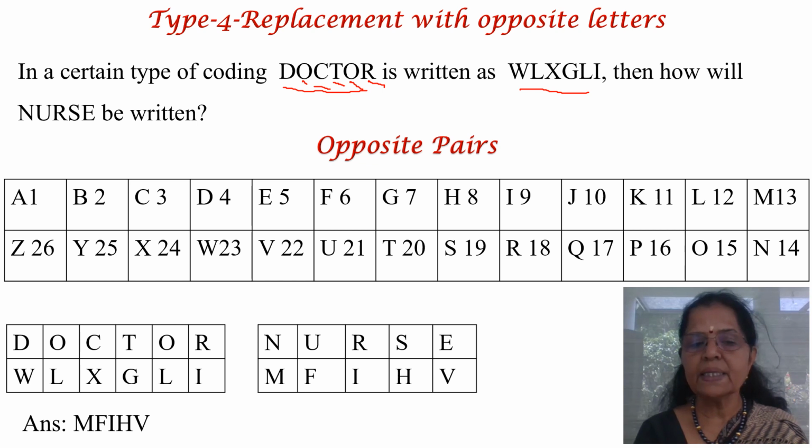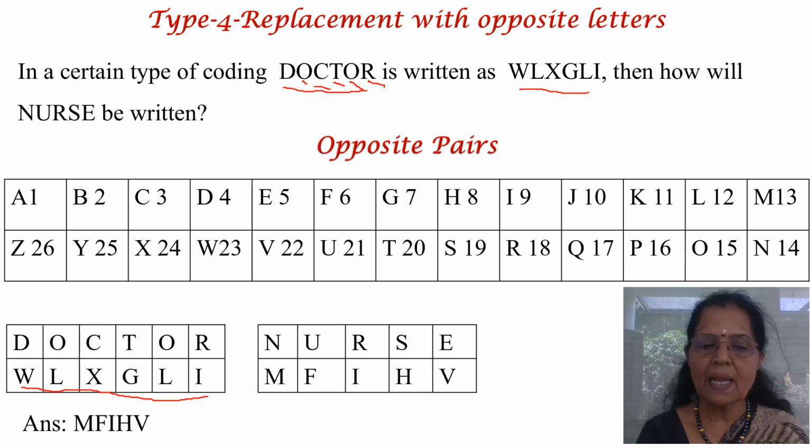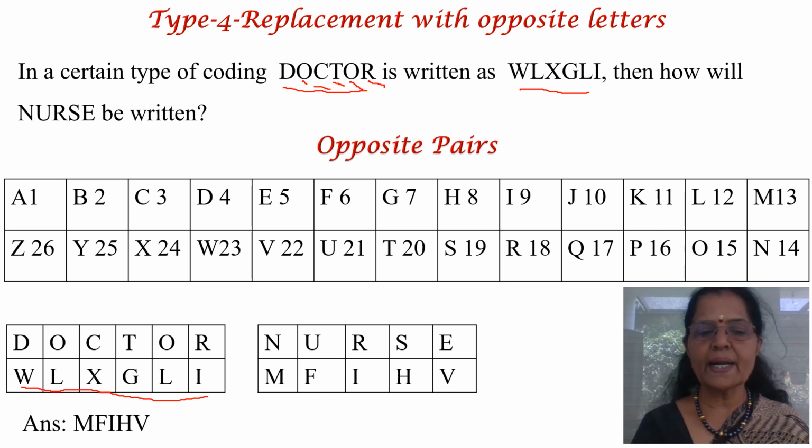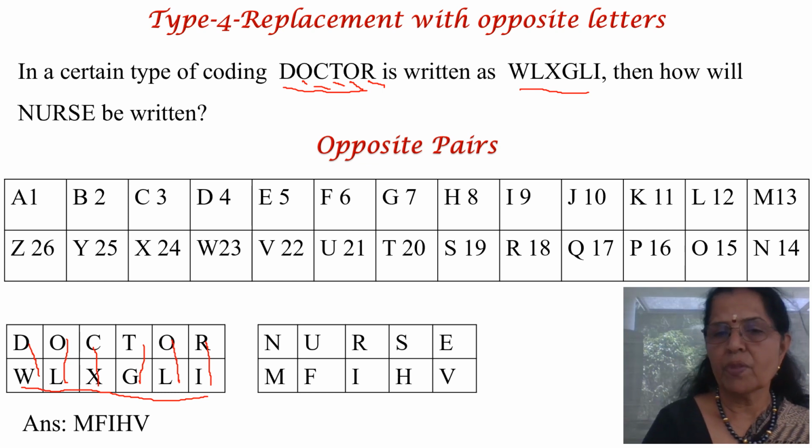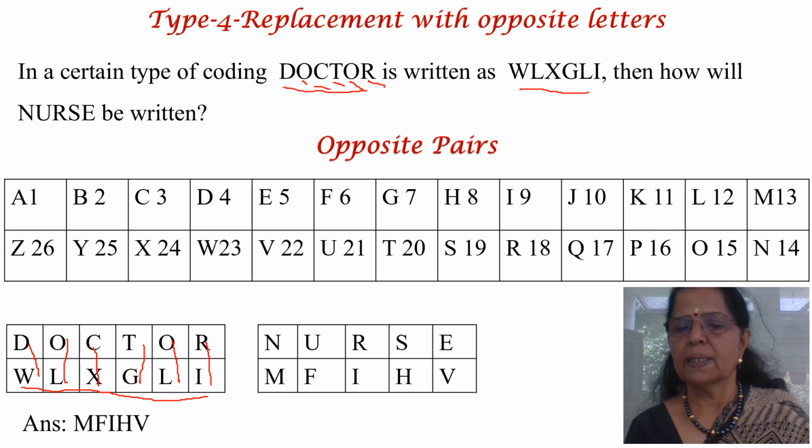So we know the word doctor, and underneath in the box you write the code given for doctor. What is the code given in the question? WLXGL. So D is coded as W, O is coded as L, C is coded as X, T is coded as G, O is coded as L, R is coded as I. So what is this pattern?